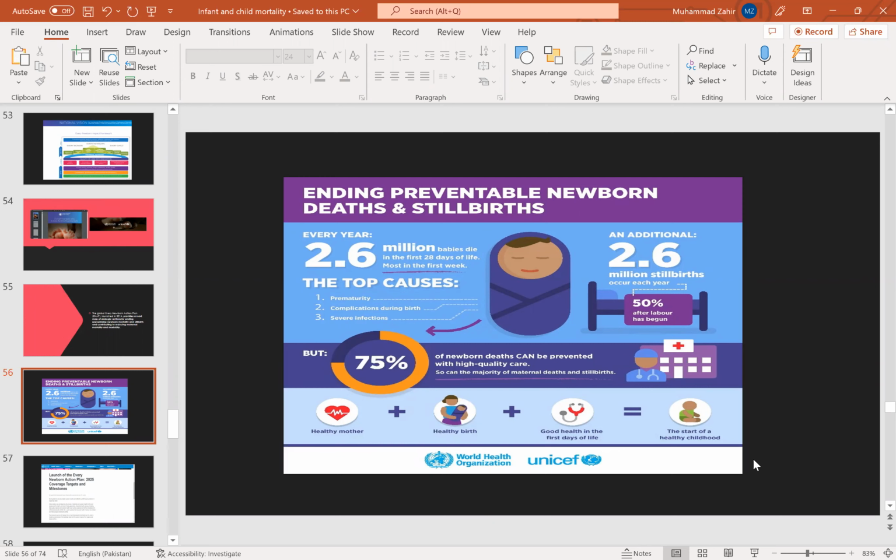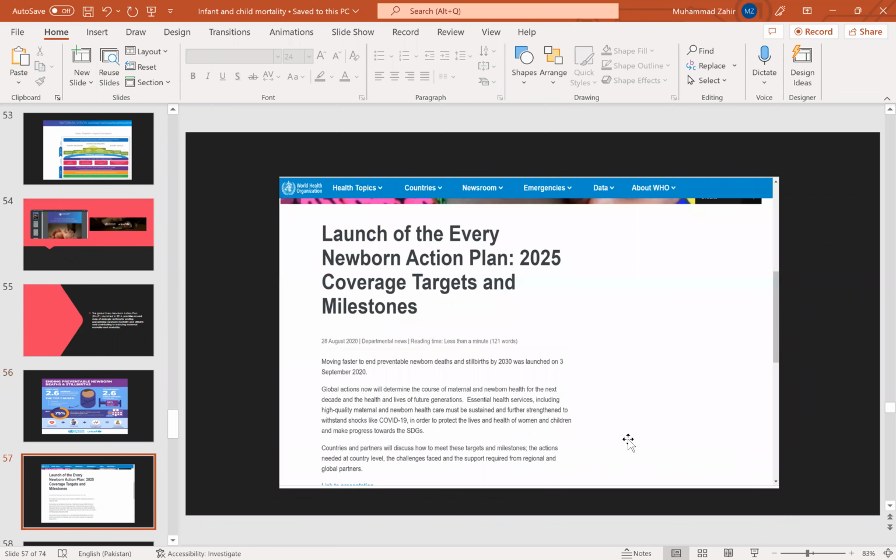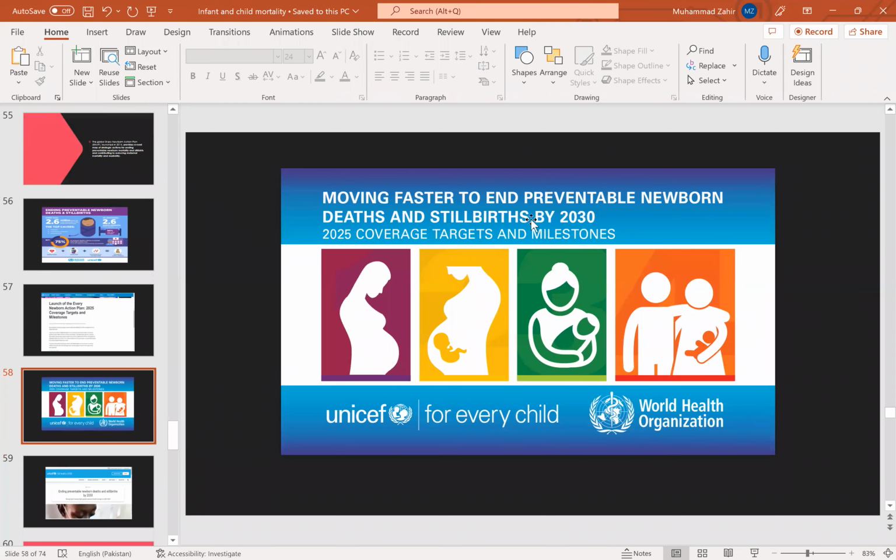There's a launch of Every Newborn Action 2025. This action will determine the course of maternal and newborn health for the next decade and the health and lives of future generations. Essential healthcare services, including high quality maternal and newborn healthcare, must be sustained and further strengthened to withstand shocks like COVID-19 in order to protect the lives and health of women and children and make progress towards the SDGs. So, moving faster to end preventable newborn deaths and stillbirths by 2030.